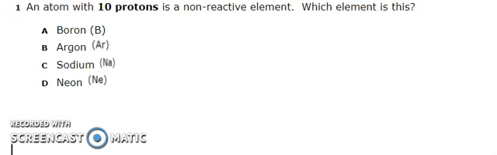Number 1, an atom with 10 protons is a non-reactive element. Which element is this? A, boron, B, argon, C, sodium, or D, neon?